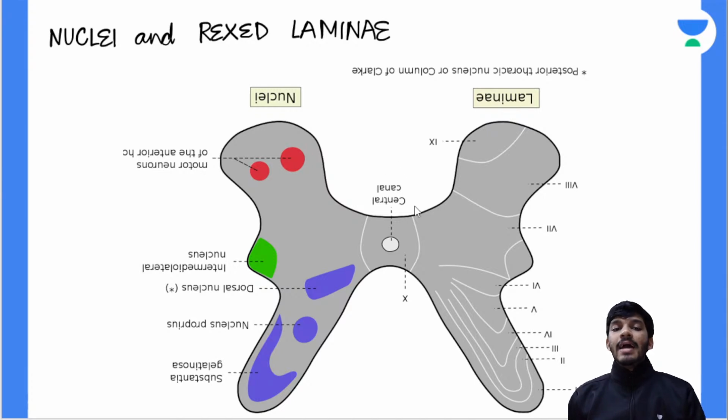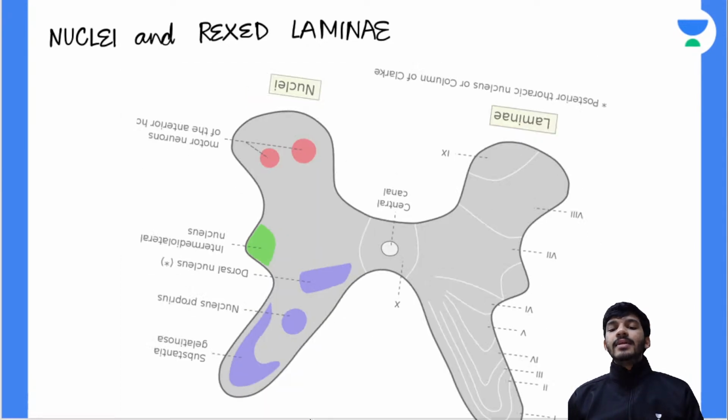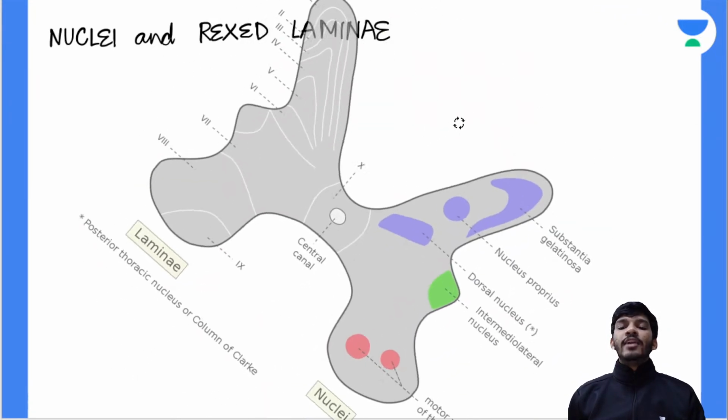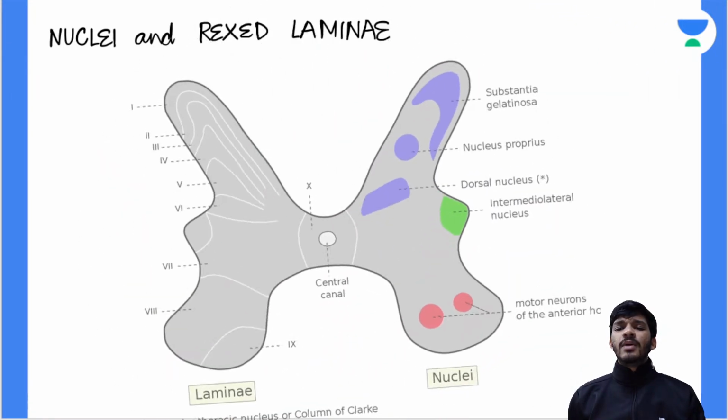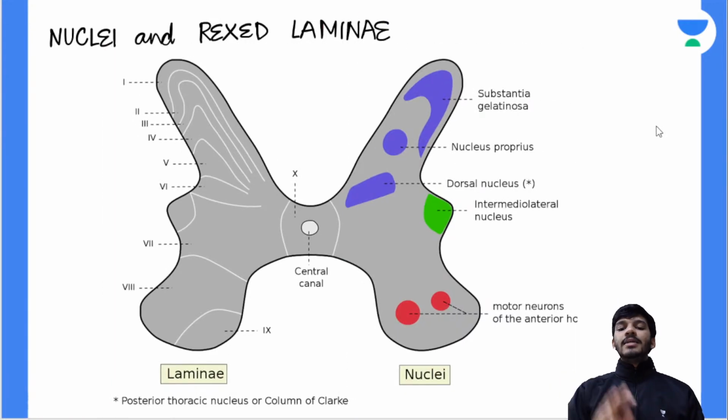Keep it in your mind and then just try to understand that I have simply rotated it in such a way that the dorsal part is on the upper side. Some of you might find it slightly difficult to digest, but I think you should be able to do that. So please understand, on the left, I have shown laminae.